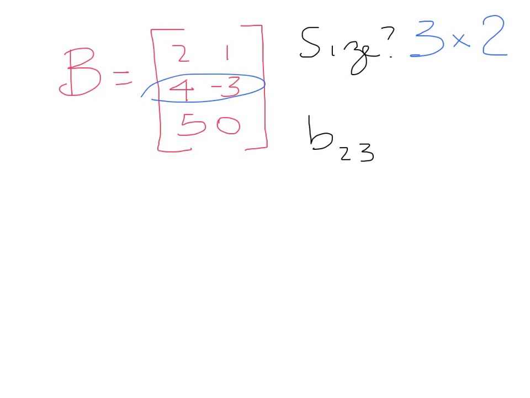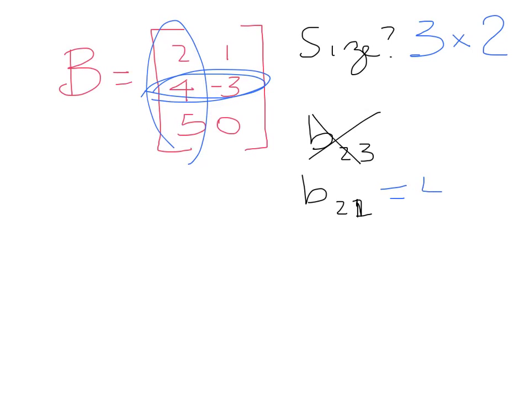Yes, I made a mistake. I shouldn't have asked for B23. Let me ask a different one. Let me ask for B21. Alright, so what do you think B21 would be? We'll just go ahead and keep going. B21, it's got to be in the second row, and it's got to be in the first column, so that intersection is 4. So the number 4 lies at the position 2, 1. Alright, so that's a matrix, and that's elements within a matrix and how we label them.